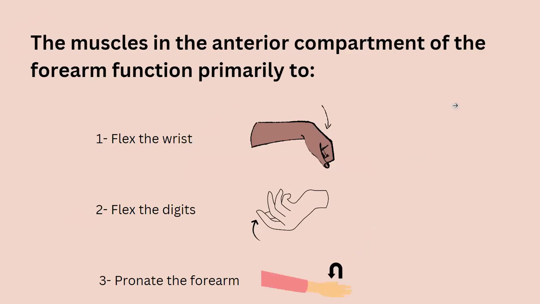Now, there are some primary functions for the anterior compartment muscles. So there are three main functions. There's flexing the wrist, there's flexing the digits, and pronation of the forearm.